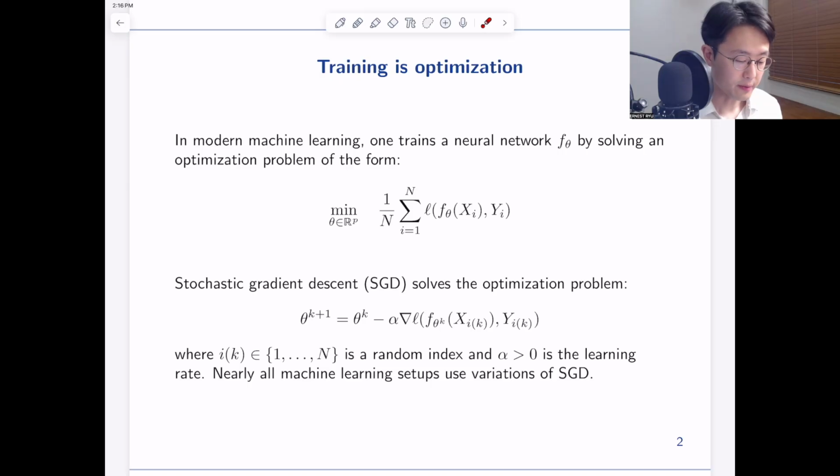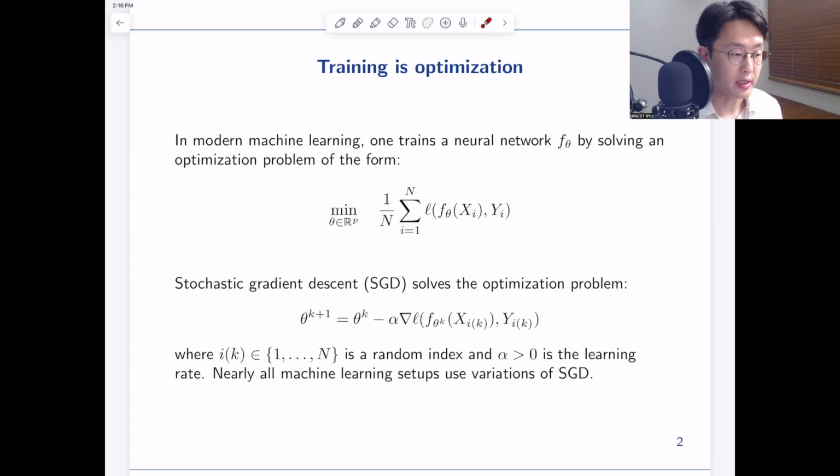In modern machine learning, one trains a neural network, which we denote as f theta. So it's a function parameterized by the parameter theta, by solving an optimization problem of this form. So we have the function f of x, the neural network, taking as input a data point xi. Xi is the ith data point, and you can think of x as something like an image or an email. And then there are corresponding labels, yi. So yi is the ith label.